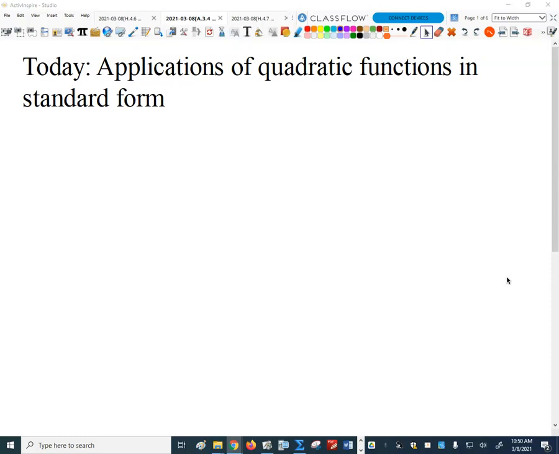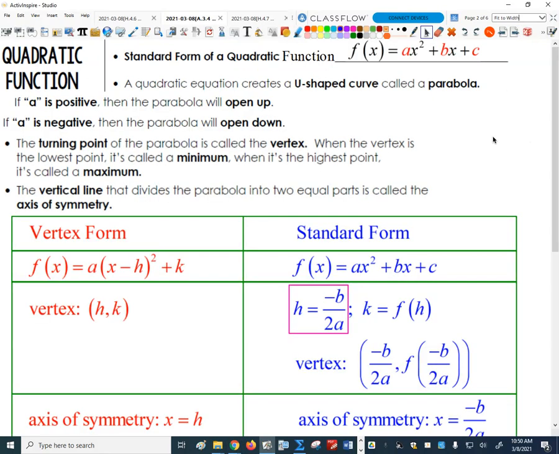All right, so on Friday we were talking about applications of quadratic functions, right? And this is an interesting intersection of abstract math and the real world, right? So we were looking at some problems that we were able to model with quadratic functions.